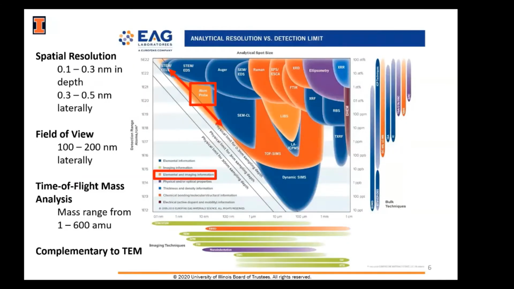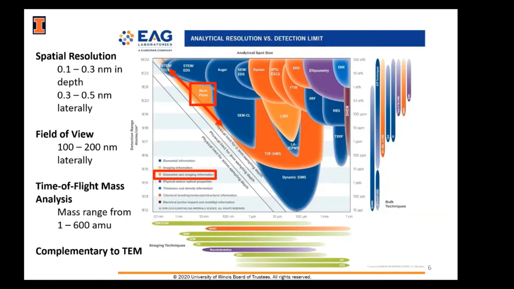So at the beginning, I would like to present you a slide showing the different analytical methods, their analytical resolution versus detection limit. This slide comes from the Evans Analytical Group. You've seen probably this slide quite a few times because it's a beautiful compilation of every method. Here, as you see, shown by the red box, the atom probe belongs to elemental and imaging information techniques.